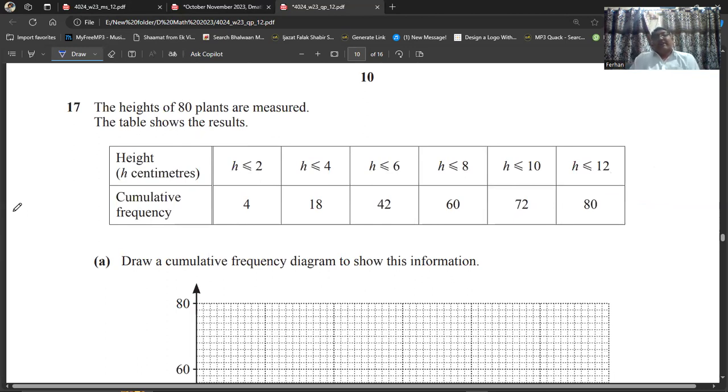Here we have question number 17. The heights of 80 plants are measured. The table shows the results. Okay. So here we have the height in centimeters.